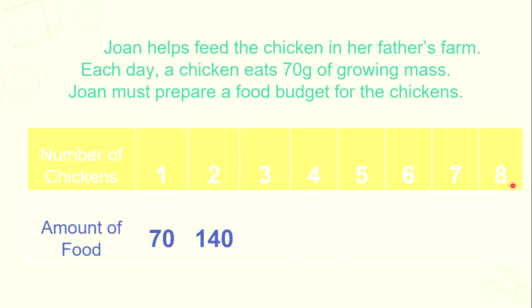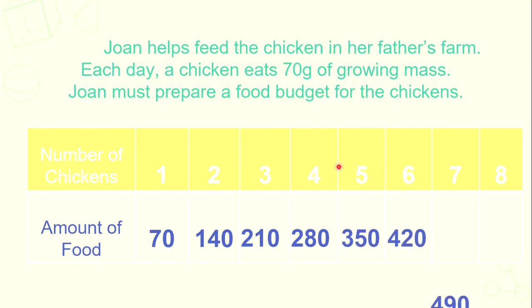We can make a pattern, multiplying the amount of food for one chicken by the number of chickens. For example, 70 times 3, we would know that for 3 chickens, there are 210. Then 70 times 4, 280 for 4 chickens. For 5 chickens, we have 350 grams. For 6, 420. For 7, 490. And for 8 chickens, 560.